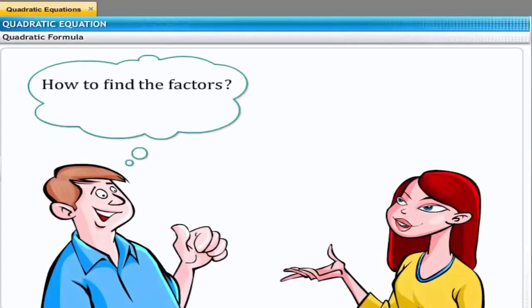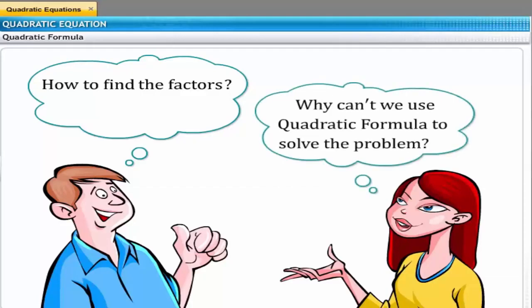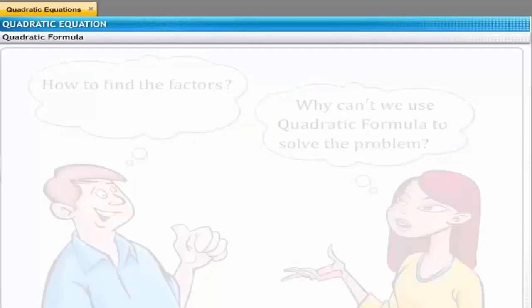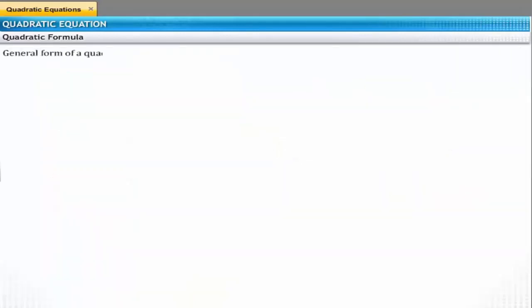Sometimes it may be difficult to find the factors in a quadratic equation or transform the equation into a perfect square. In such cases, you can use the quadratic formula to solve the problem. To derive the quadratic formula, let's start with the general form of a quadratic equation: ax squared plus bx plus c equals 0.